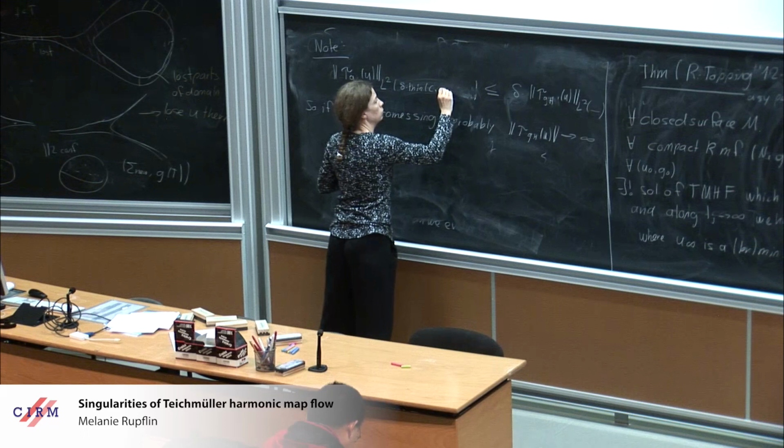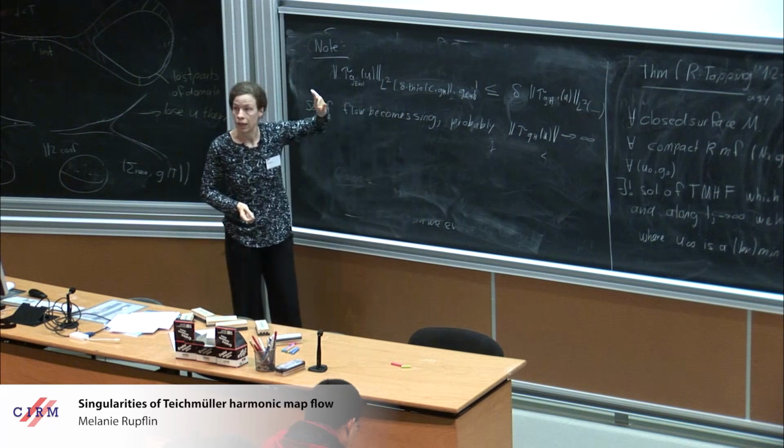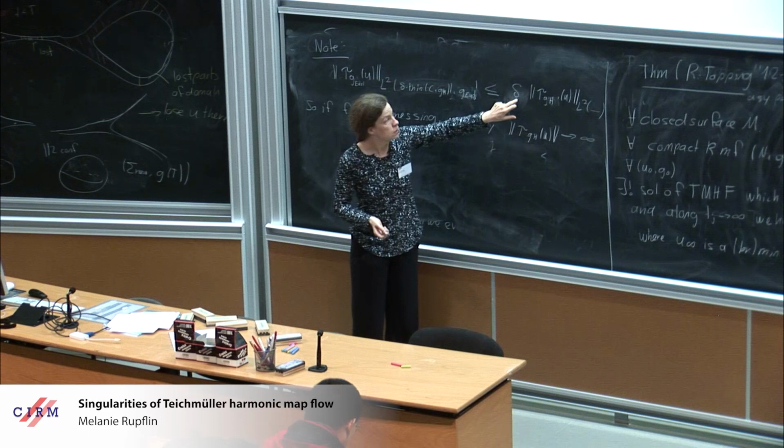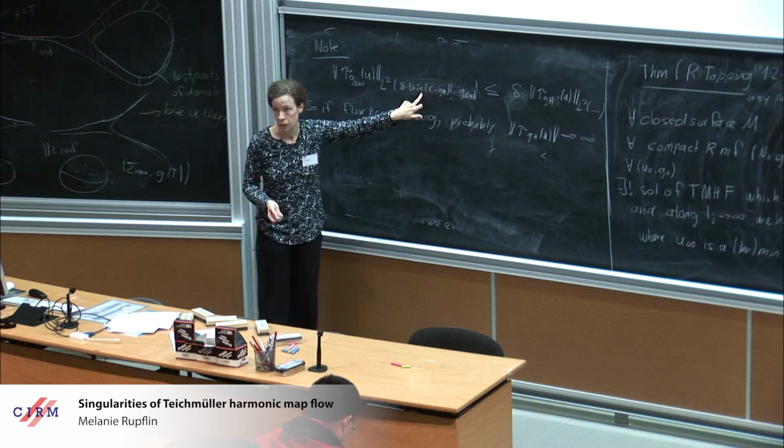So if I go to the Euclidean tangent, I get my extra factor of delta in there. So now if I have a flow which becomes singular, I have the hyperbolic tangent going off to infinity. But if I choose this delta small enough, this might still force the Euclidean tangent to go to zero. So how small do I have to choose delta?